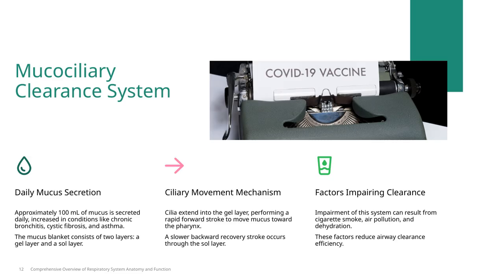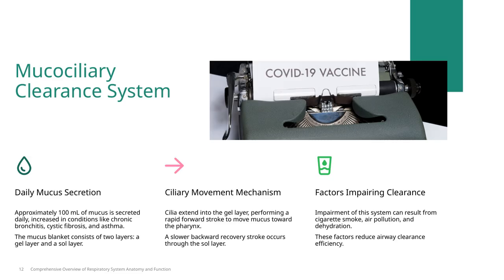Now, regarding mucus production, our bodies secrete about 100 milliliters of mucus daily. This amount can increase significantly in conditions like chronic bronchitis, cystic fibrosis, or asthma, where mucus buildup becomes problematic. The mucus blanket itself is made up of two layers: the gel layer, which traps particles, and the sole layer, which allows the cilia to move the mucus efficiently.